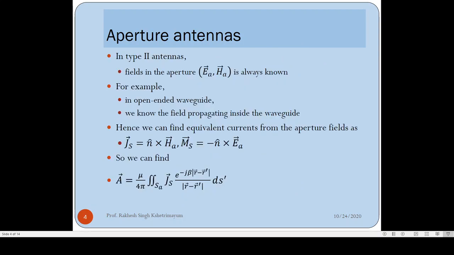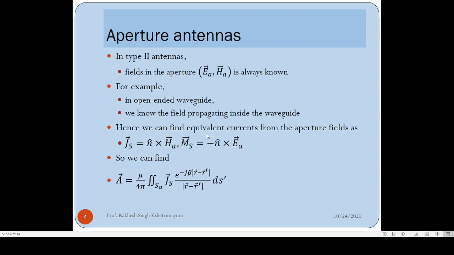In such kinds of structures we actually know the aperture field beforehand. The aperture field is usually given to you. For example, you have an open-ended waveguide, then you know the field propagating inside the waveguide. Let's say it's a rectangular waveguide. The dominant mode propagating in the rectangular waveguide is the TE10 mode. So you know the field in the aperture beforehand, and what we want to do is find the radiation from this open-ended waveguide or any of the structures we have shown in the previous slide.